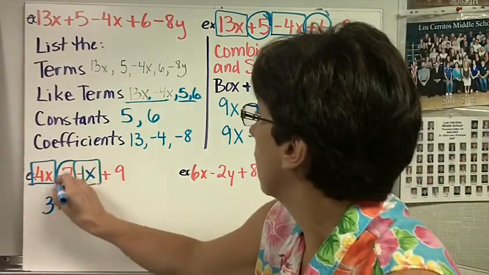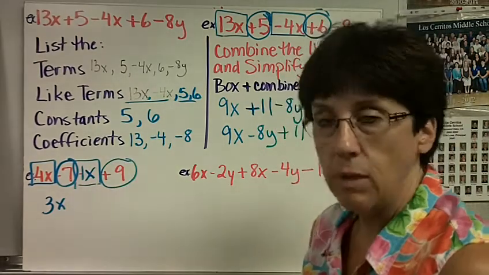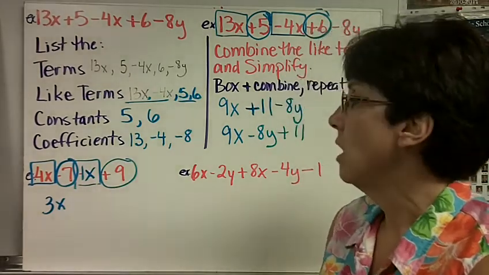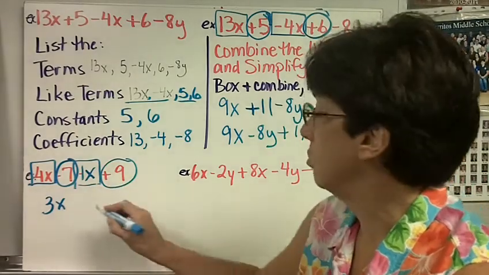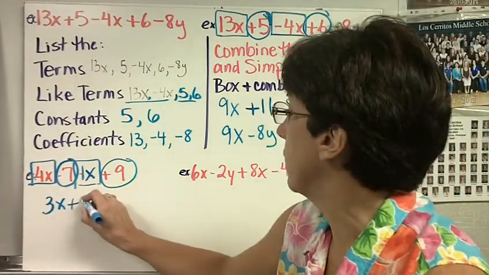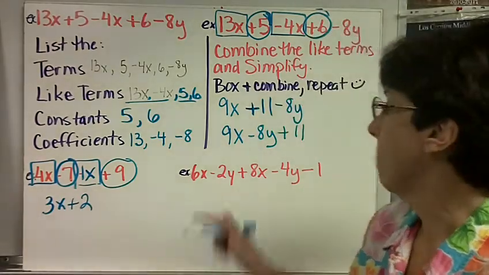So I have a negative 7 and a positive 9. What's 9 minus 7? 2. So this simplifies to be 3x plus 2. Okay? Here's another problem.